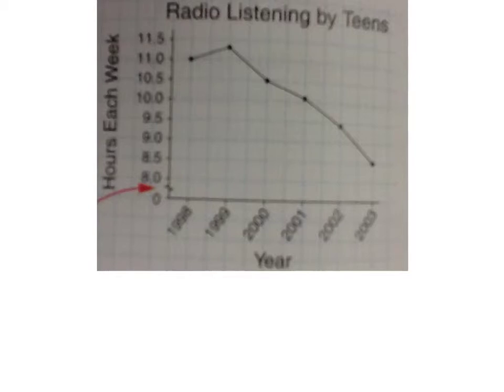All right, now let's take a closer look at this line graph. The title of this line graph is Radio Listening by Teens. And our variable on the left-hand side is hours each week that those teens are listening to the radio. And down here we have a bunch of years. I apologize for the blurriness. This is 1998, 1999, 2000, 2001, 2002, 2003. And it's a line graph. You can probably tell by the connected line segments all together right there.